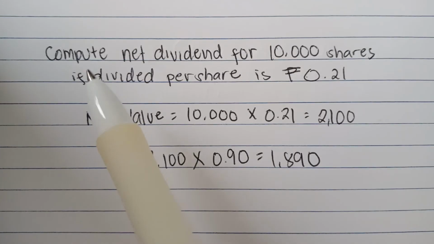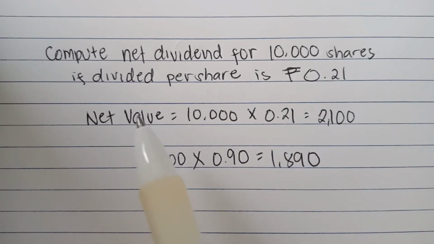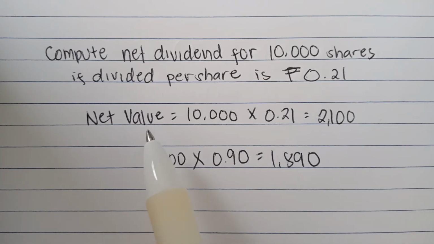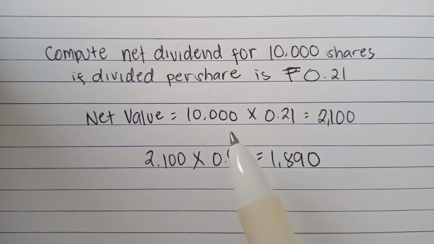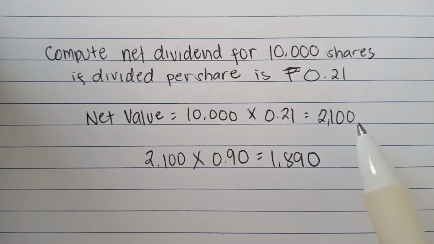Next we need to compute net dividend for 10,000 shares if dividend per share is 0.21 pesos. We need to compute first the gross value, which is 10,000, the number of shares, times 0.21, which is equal to 2,100. 2,100 times 0.90 is equal to 1,890.